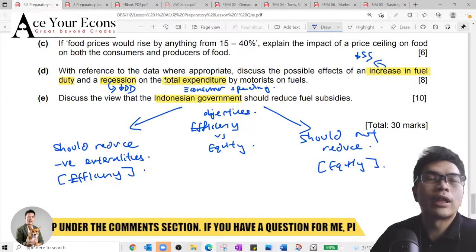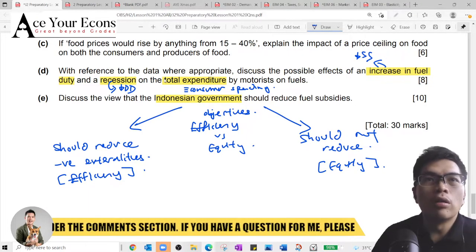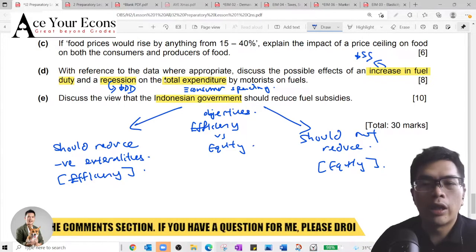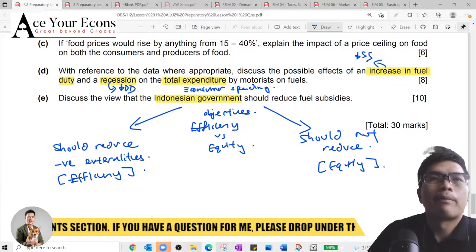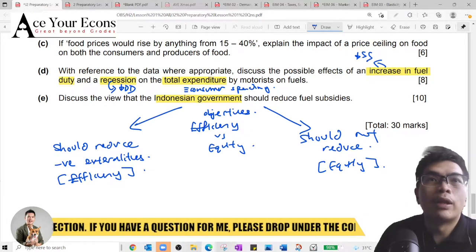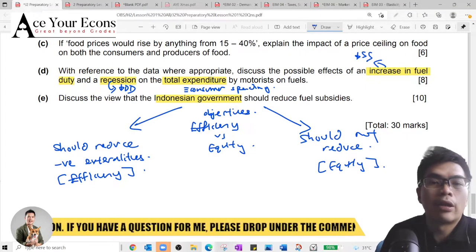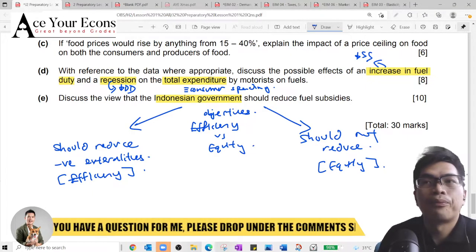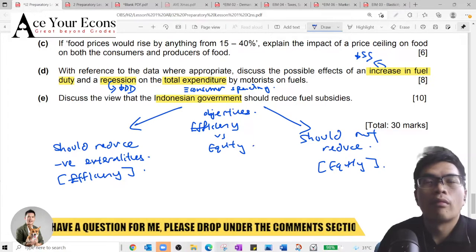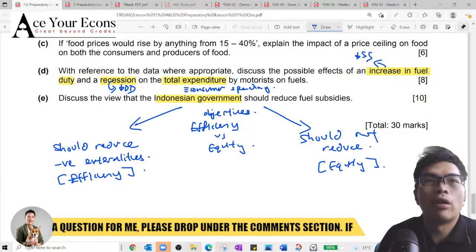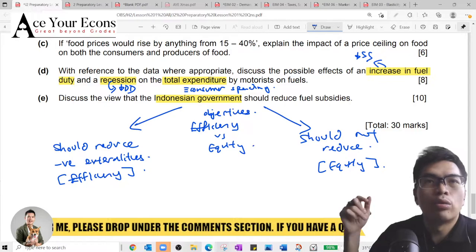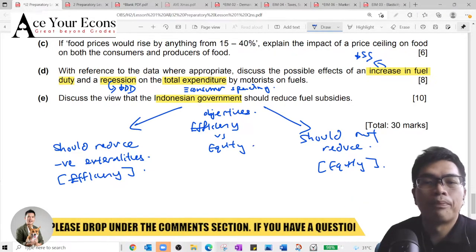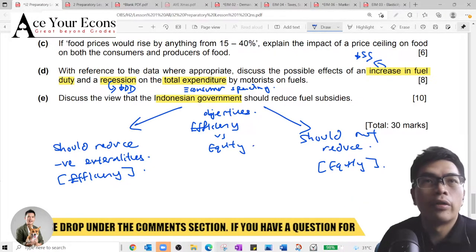So how does fuel subsidy work? For those who are not familiar with the concept of equity, these are some of the terms I recommend you use. Number one, you want to illustrate lower income earners. How are they affected as a result of cutting fuel subsidy? You realize that lower income earners especially will be priced out of the market. Why? Because they do not have sufficient purchasing power as a result of a lack of fuel subsidy.